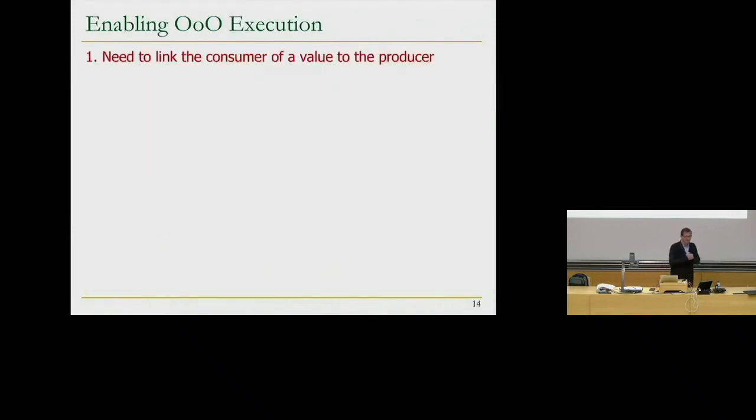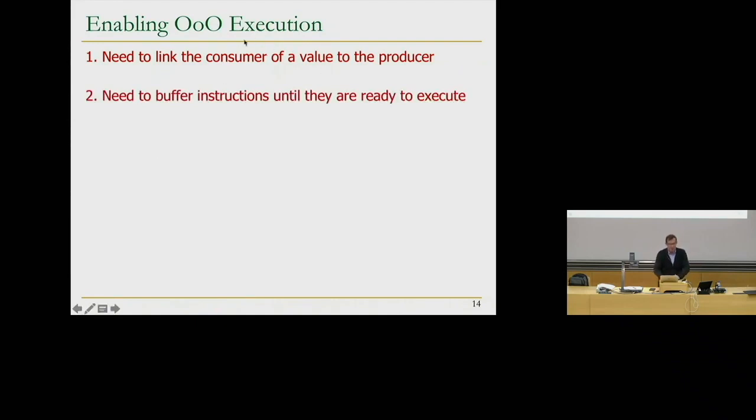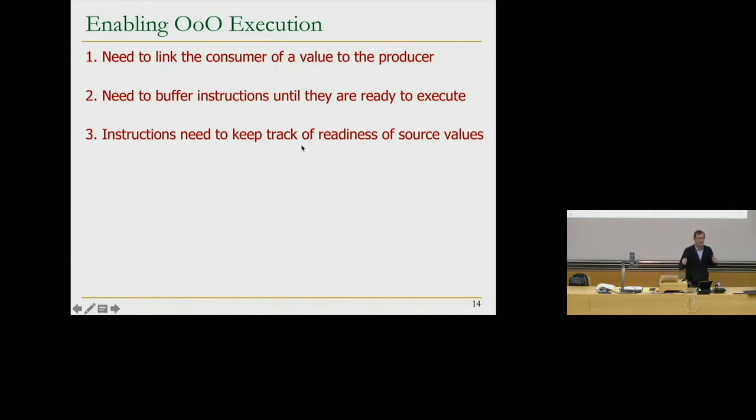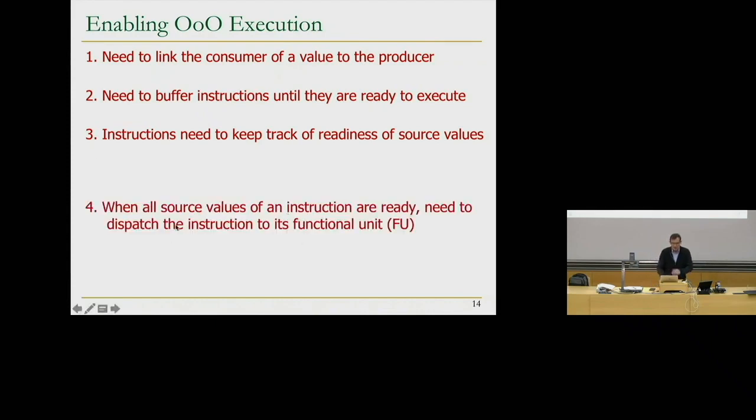Okay, so what do we need to do to enable this? First of all, we need to link the consumer of a value to a producer. An instruction that needs a value should be linked to the producer of that value. We know how to do this with register renaming so that we can track when the producer produces the value and the consuming instruction needs to fire. So you need to buffer the instructions until they're ready to execute, take them out of the way of independent instructions. Instructions need to keep track of the readiness of their source values, because the instruction is going to go into the functional unit after both source values are ready. And when all source values of an instruction are ready, you need to dispatch the instruction to the functional unit. So we're going to go through an example of this, but these are really the four things that you need to enable out-of-order execution.